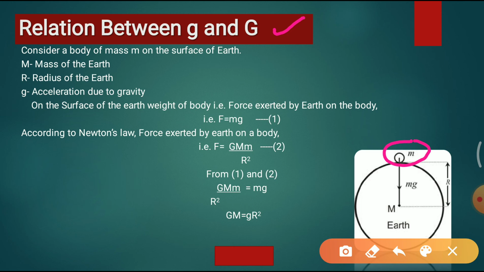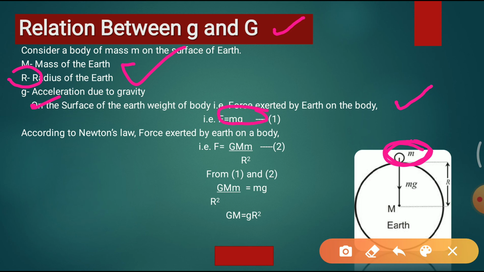Here, first of all, consider a body of mass small m placed on the surface of the earth. Here, capital M is the mass of the earth, capital R is the radius of the earth, and small g is nothing but the acceleration due to gravity. On the surface of the earth, the weight of the body is the force exerted by earth on this body. So according to Newton's second law of motion, what will it be?